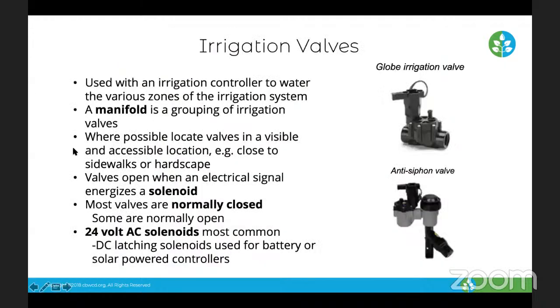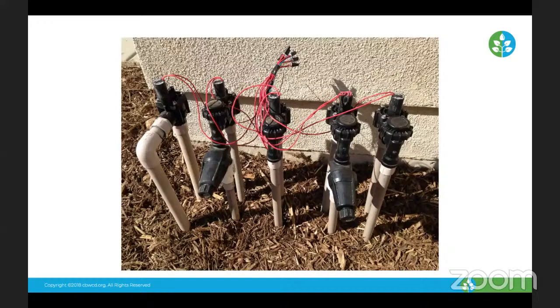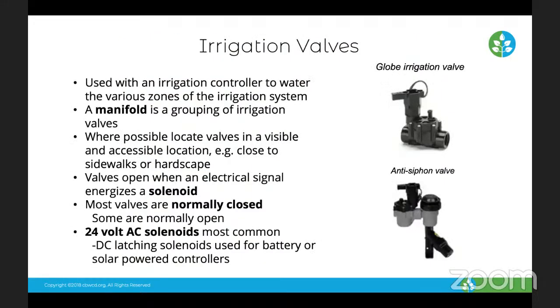So, irrigation valves. Just some quick terms. A manifold is a grouping of valves. Going back to this picture, this would be considered the valve manifold, a grouping of valves.